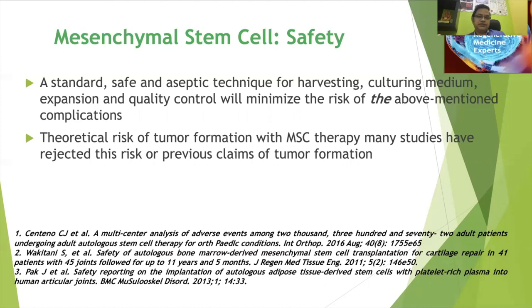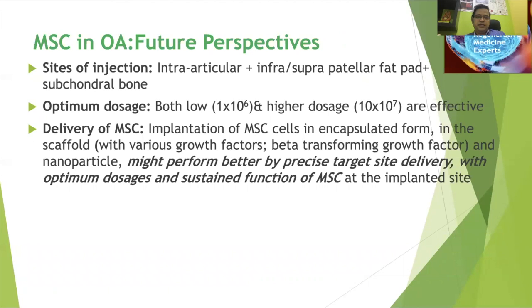Now, what is the future perspective? If we see the research and the clinical studies, we are trying to know which is the best source of the stem cell, whether it is the fat or the bone marrow. Those who use bone marrow say the number may be less, but the quality is better. Colony forming unit is better. Those who use fat say the numbers are more. Replication is better.